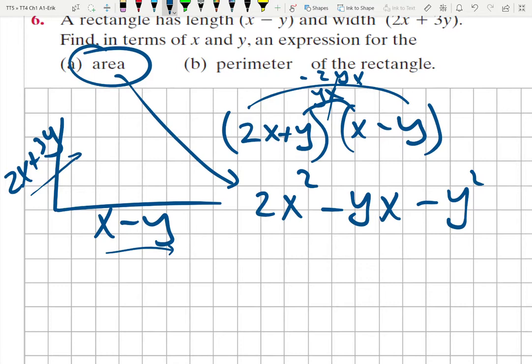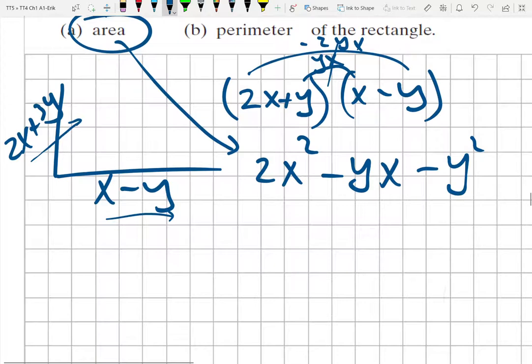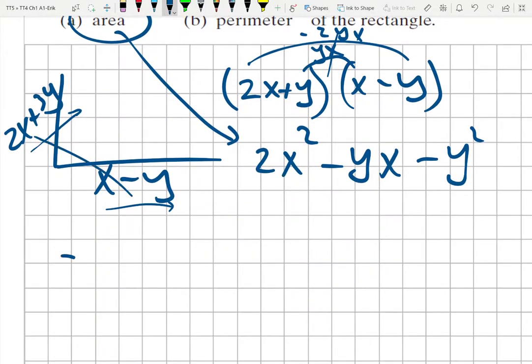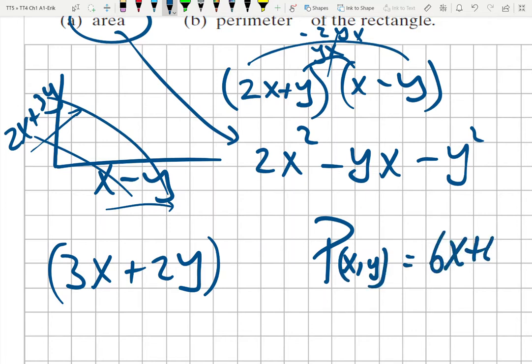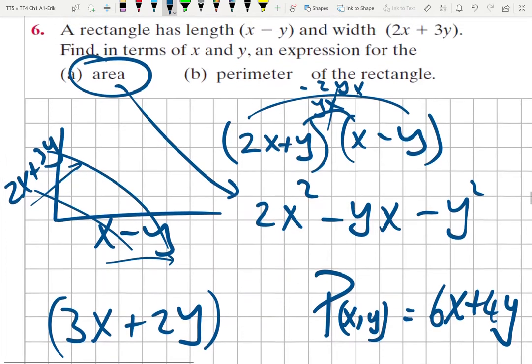Now that's very lazy, but it's good maths, we can do that. Perimeter. Well, we go ahead and add these and we get 3x, and add them and you get 2y, and that's the half perimeter, so we'll double it up. We'll say the perimeter in x and y, if you want to do that you can, is 6x plus 4y. Done.